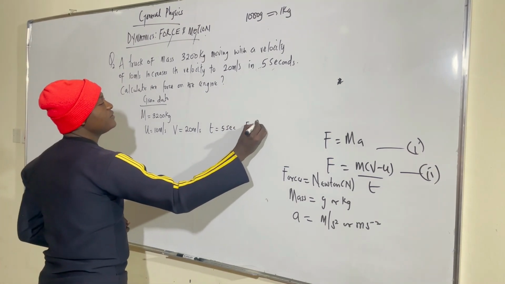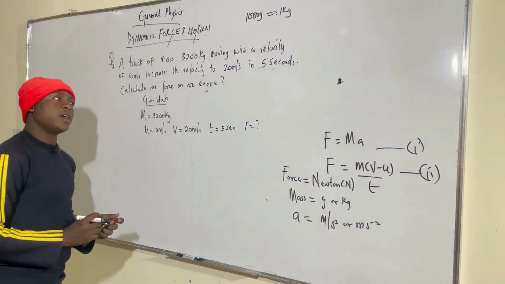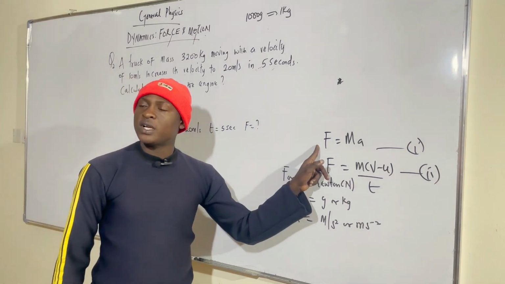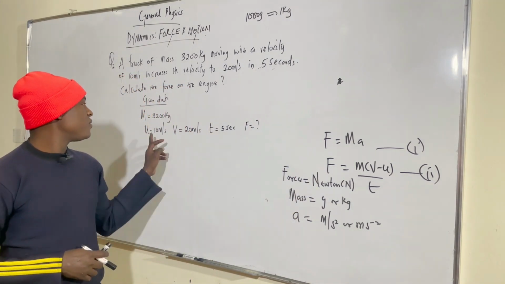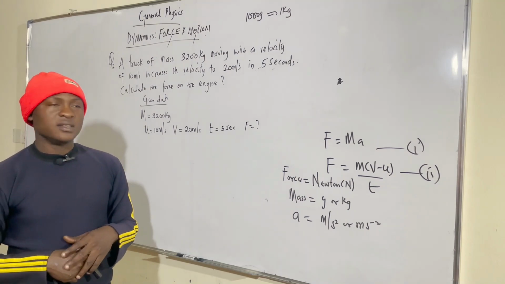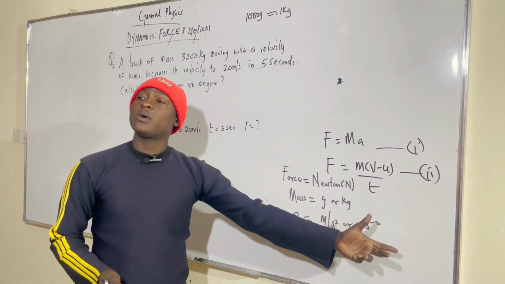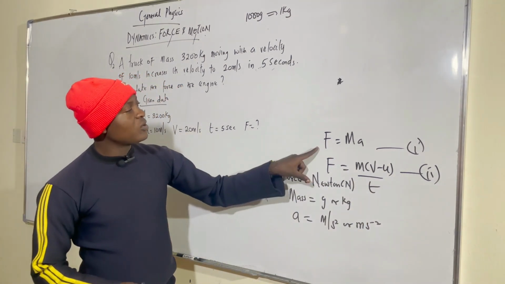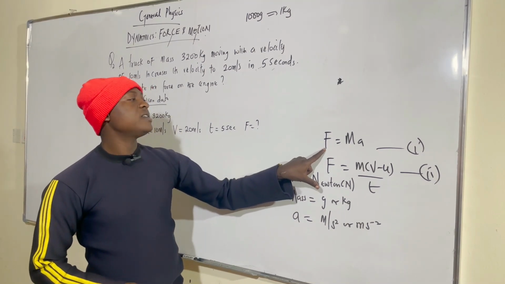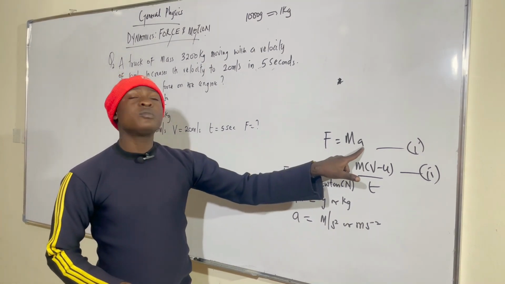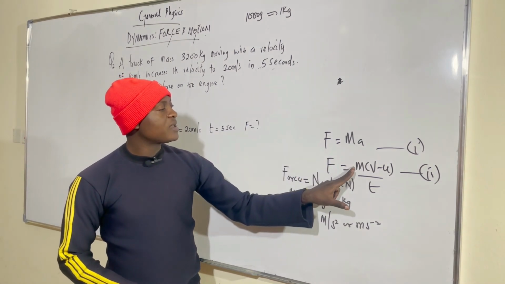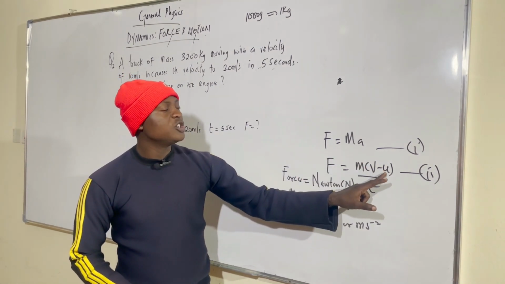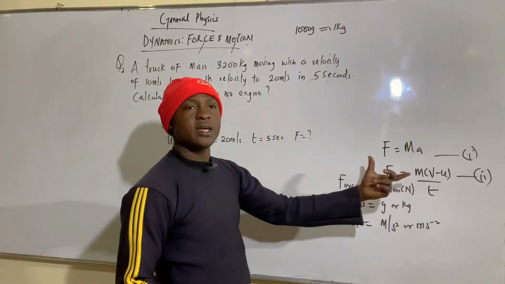They now said calculate the force on the engine. So now, if I ask you which formula are we going to apply with this data? Are we going to apply the first one, or are we going to apply the second one? Yeah, of course, we are going to apply the second one. Why? Because if you look at the first one, we have to find the force, fine. We are given mass, but do we have acceleration? No. If you look at the second one, we are given mass, final velocity, initial velocity, and time, meaning we can quickly apply the second one.